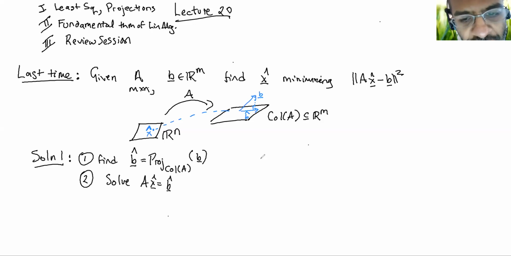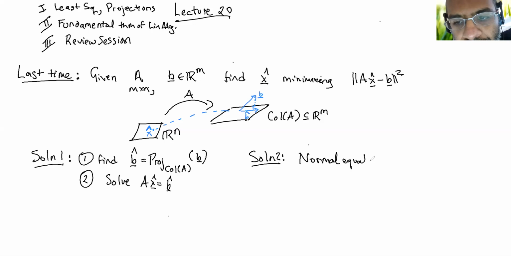But then what we actually noticed is that there's a more clever solution that only has 1 step. It's based on the fact that the minimizing b hat has the property that b minus b hat is orthogonal to the column space. Using that, we found a single linear system whose solution will find an x hat. The second solution is just to solve the normal equations, which means you solve the related system A transpose A x hat equals A transpose b.